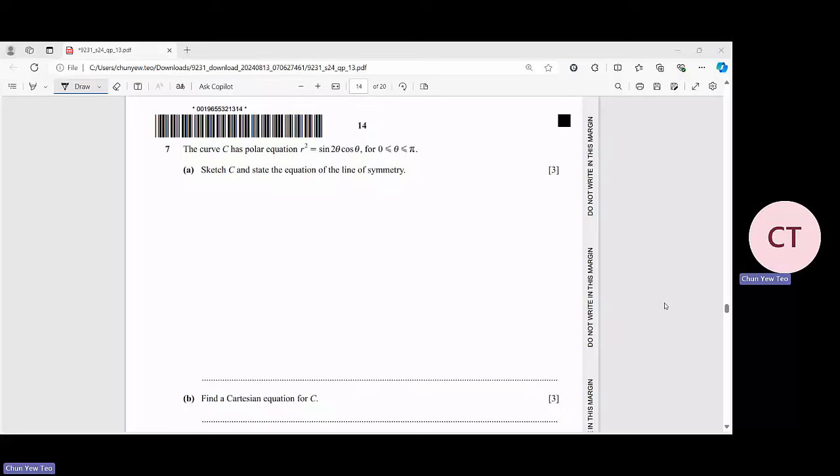Now we take a look at question number 7. The curve C has the polar equation r squared equals sine 2 theta cos theta, where theta is from 0 to pi inclusive. Sketch the curve C, and state the equation of the line of symmetry. For this question, actually, we do not have any shortcut way. Usually we just need to build the table.